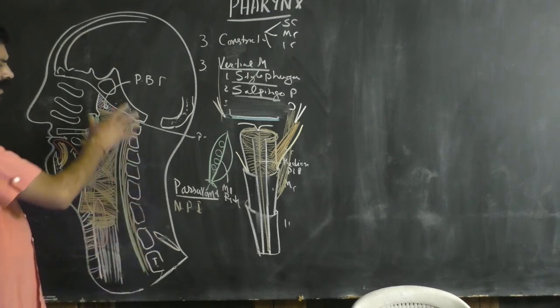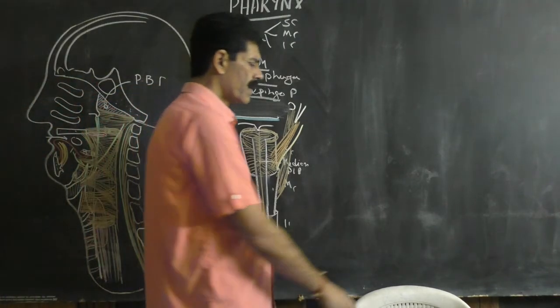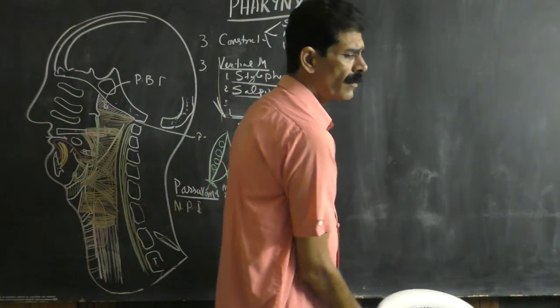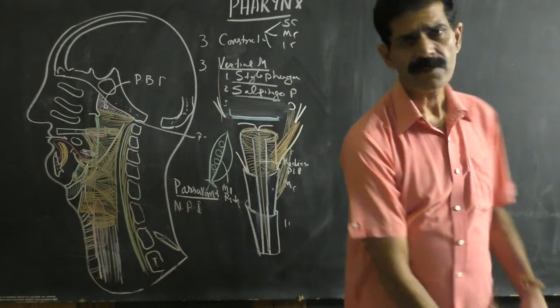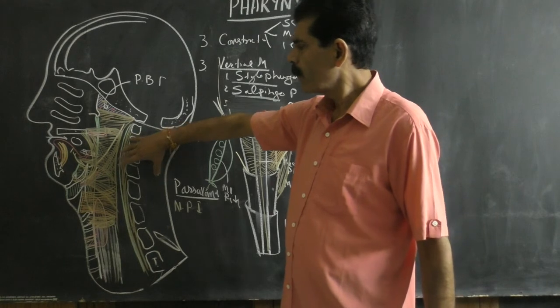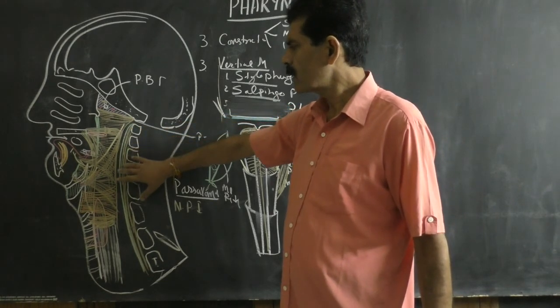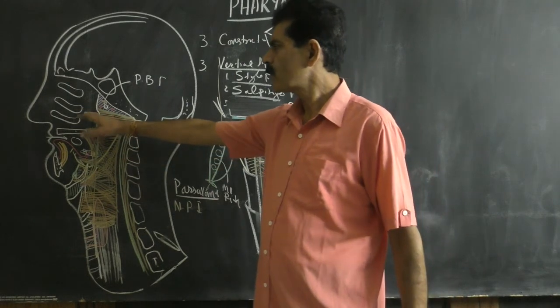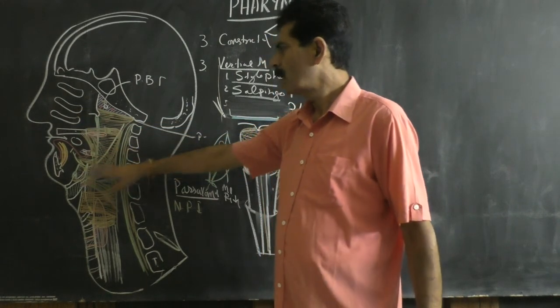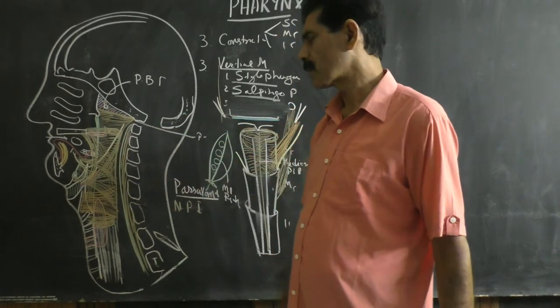So in this way we construct a pharyngeal tube which fills the gap between the neck posteriorly with prevertebral fascia and the muscles and the fascia, and anteriorly is the posterior part of the three cavities. So this is how the pharynx is constructed.